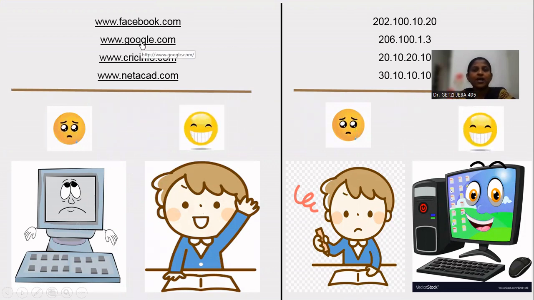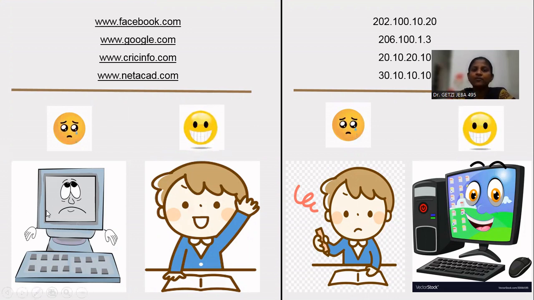Suppose you ask me, ma'am, can you tell the names of 5 or 10 web addresses? Immediately I'll say facebook.com, google.com, crickinfo.com, netacad.com, and so on. But if you ask me, ma'am, what is the IP address of those URLs? I'll struggle hard to remember those. But for a computer, it is really the opposite.